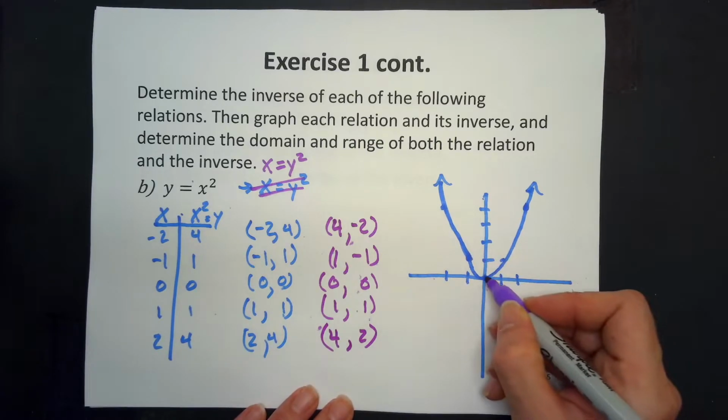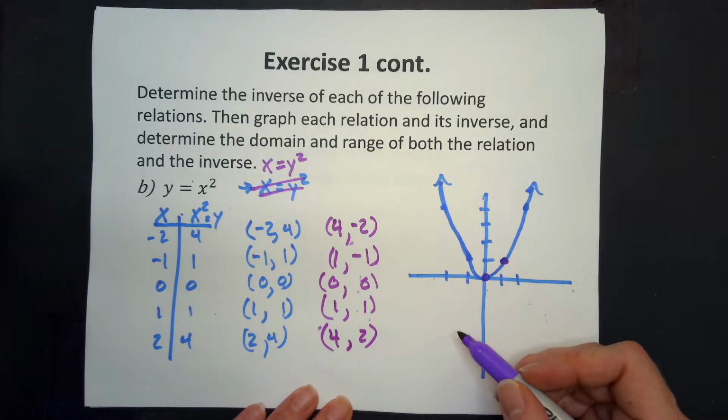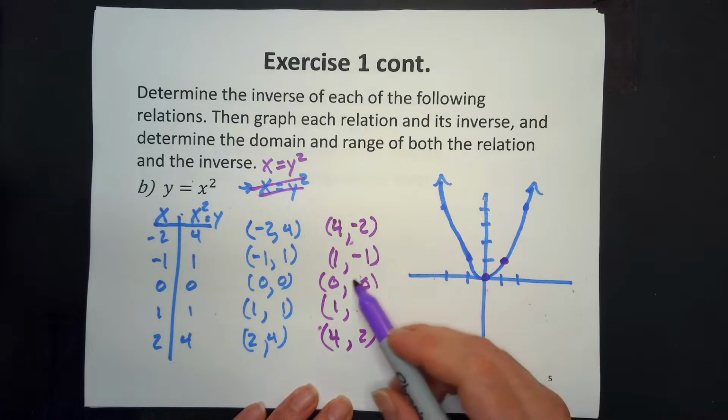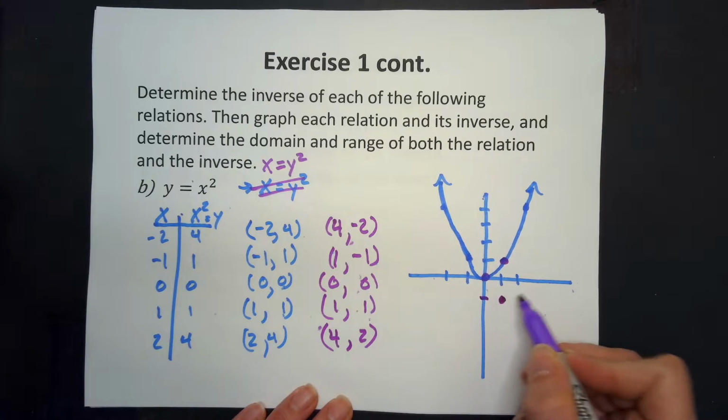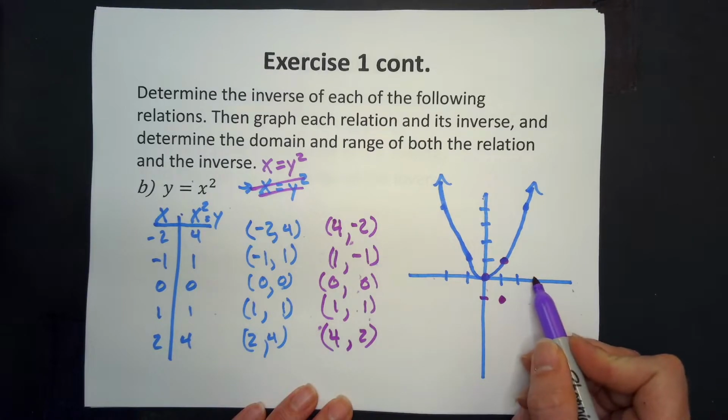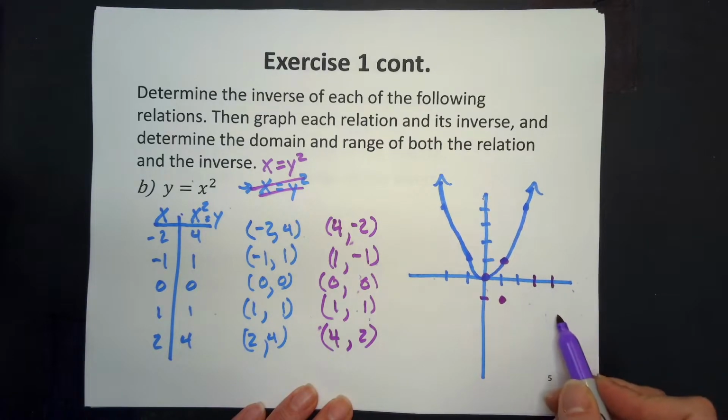So I'm going to graph the point 0, 0, 1, 1. And then I'm also going to graph the point 1, -1. So I'll be down here. And then I'm going to graph 4. So I'm going to go up, over 4, right 4. And down 2.